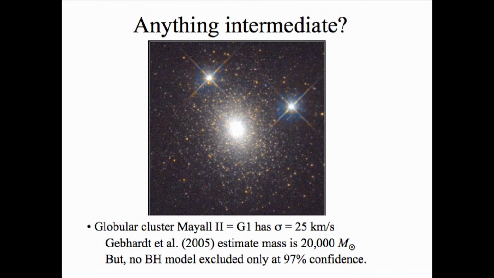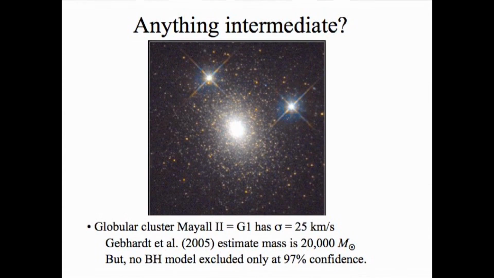It's actually a globular cluster of Andromeda. It's not a globular cluster of our own galaxy. If you look at how the stars move around in here, this group, Carl Gebhardt from the University of Texas, actually estimates that there's a 20,000 solar mass black hole in there. The most natural way to explain his data is this 20,000 solar mass black hole.